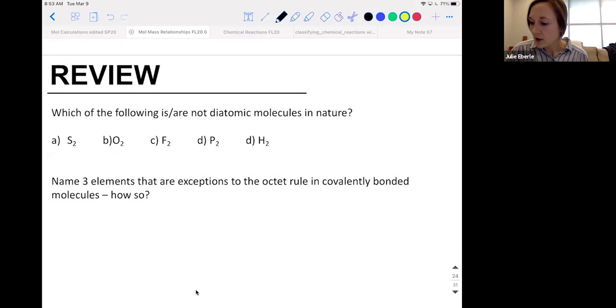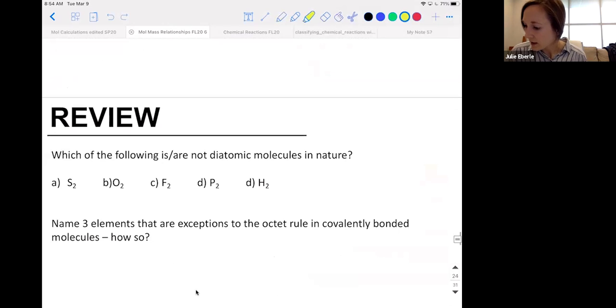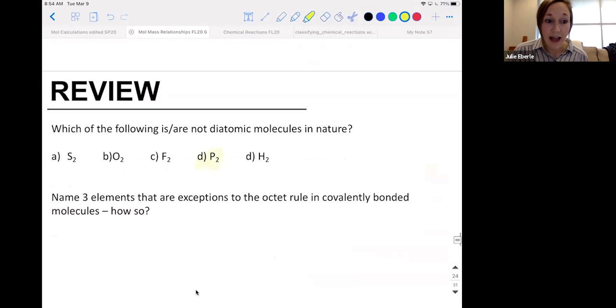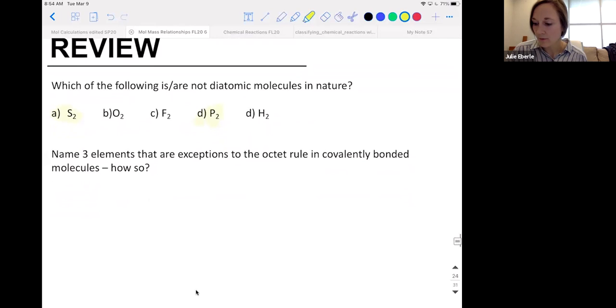Which of the following is or are not diatomic molecules in nature? Sulfur, oxygen, fluorine, phosphorus, hydrogen. There might be more than one correct answer here. Okay, Gabby says D. I meant to highlight that. Okay, so D. Rachel says A and D. So far we've got votes for this. That is correct. Sulfur is not a diatomic naturally, and neither is phosphorus. So make sure you know which ones are. Oxygen, fluorine, and hydrogen definitely are.